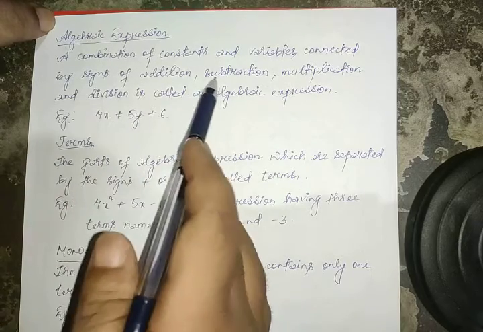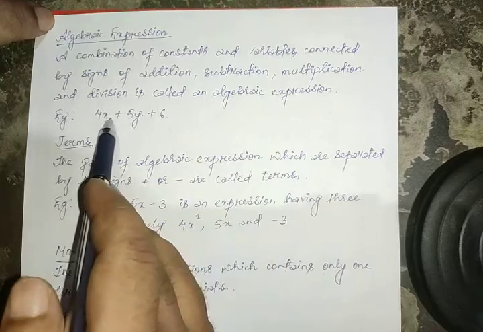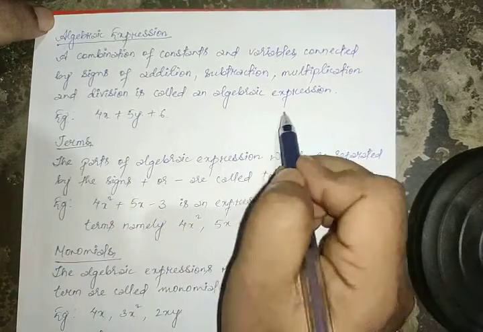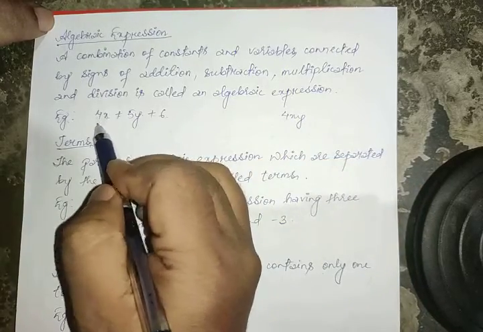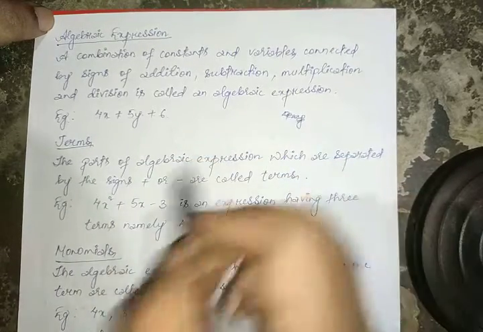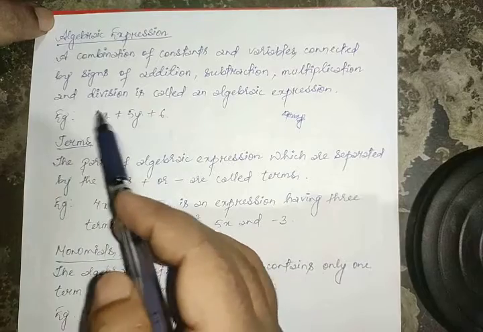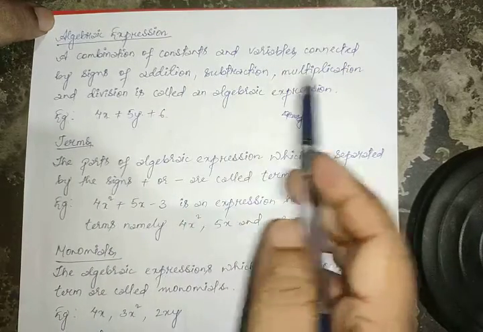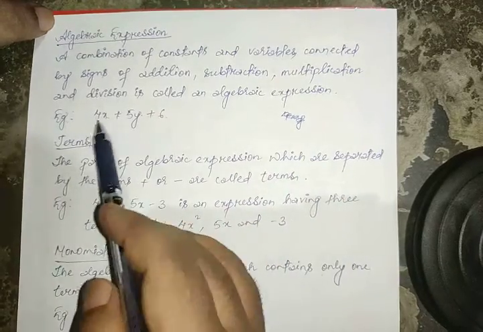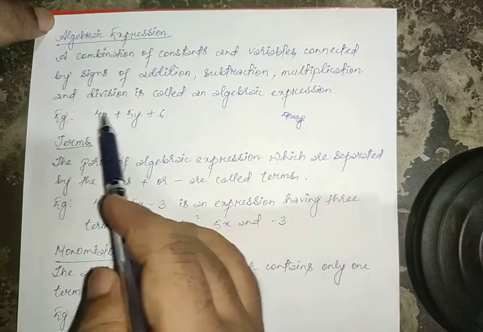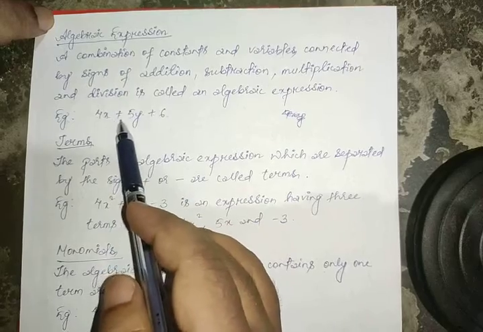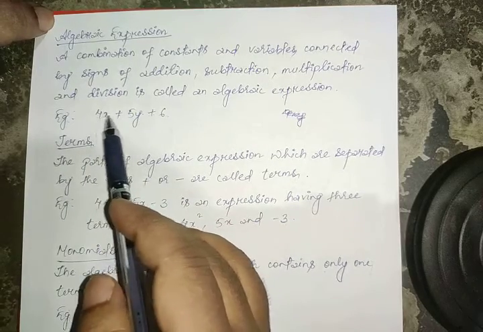It can be minus also, or maybe multiplication, like we might have 4xy. Here also it is multiplied, 4 into x, right? So it can be addition, subtraction, multiplication or division. If you find an expression like this, then this is called an algebraic expression, with the combination of constants and variables.